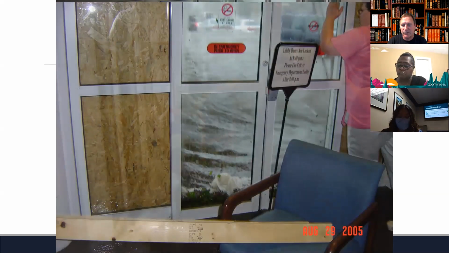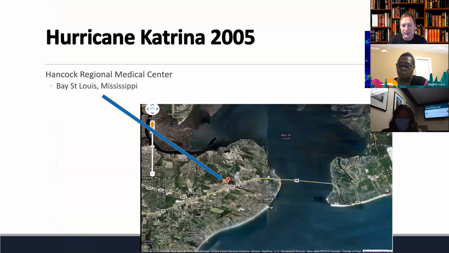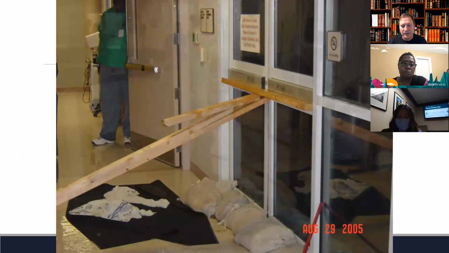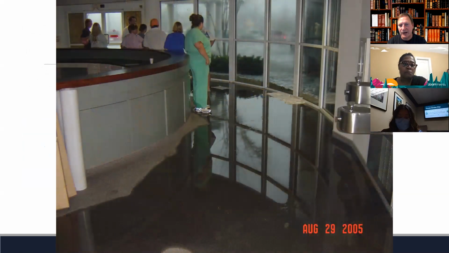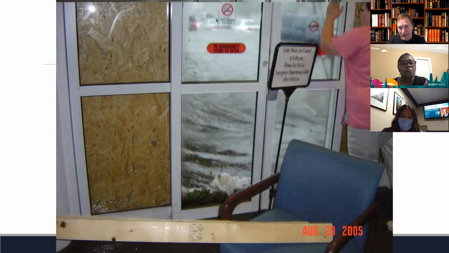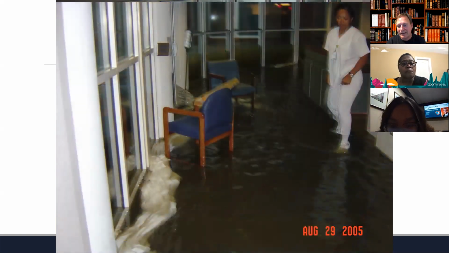Again, I go back to, if we look here, here's where the hospital is. Within 8 hours of the storm coming ashore, you can see the water completely has surrounded the hospital, and then continues to surround the hospital and flood the cars in the parking lot, and then flood the hospital. You can see the water on the windows here as the water's again flooding the hospital at this point.